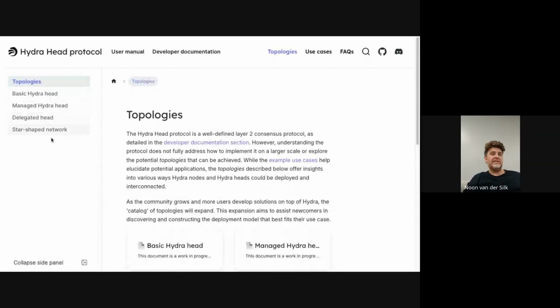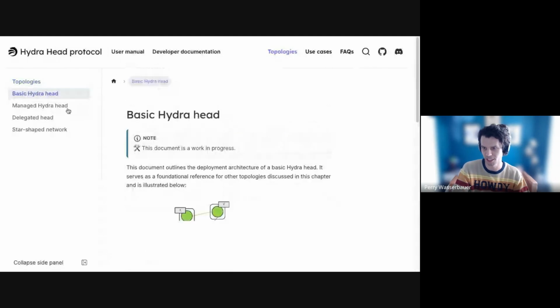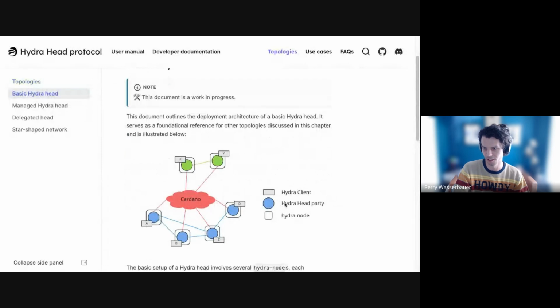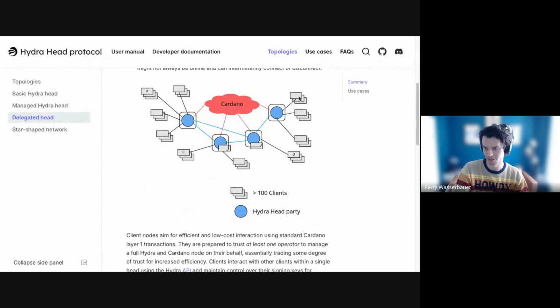Yes. Lovely. So there's a couple different typologies. You have this basic Hydra head, and you have the node, which is like the server running it. You have a head in there and you have the Hydra client, and everyone's always connected to the Cardano node. The delegated head is more where these are users, the clients. You have one Hydra head and they're interacting from outside, and they don't have to move state along.